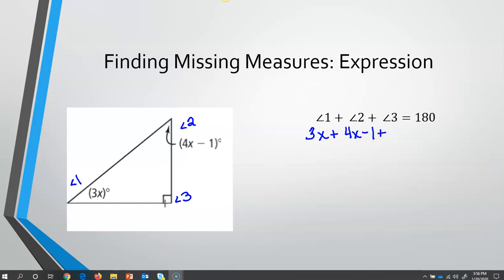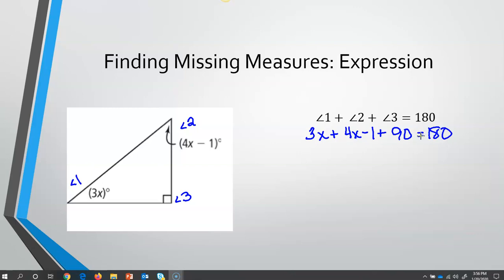Now that symbol right there, we've talked about that. That means that it is 90 degrees. So there's my angle 1 plus angle 2 plus angle 3, and then equals 180 degrees. Now that I have it set up, I simply have to solve the equation going through the steps from my solving equations flowchart. So step 1, do I have fractions or decimals to get rid of? No, I do not. Step 2, do I have distributive property to apply? No parentheses, no distributive property. Step 3, do I have like terms on the same side of the equal sign?